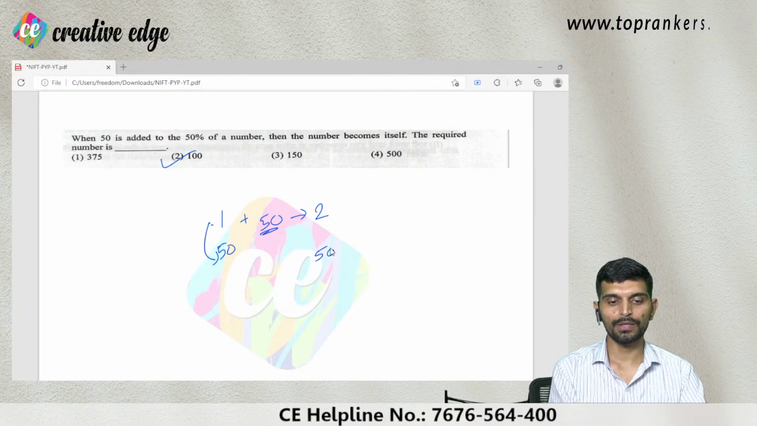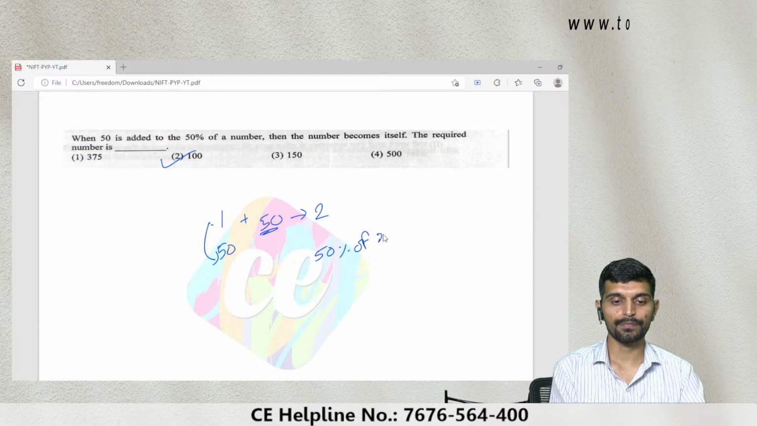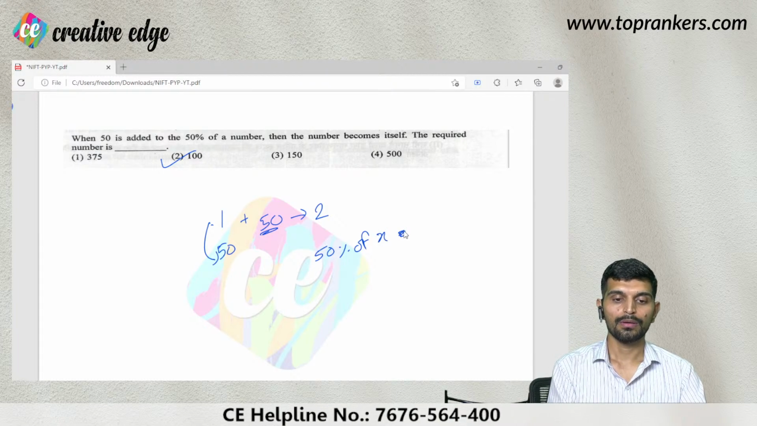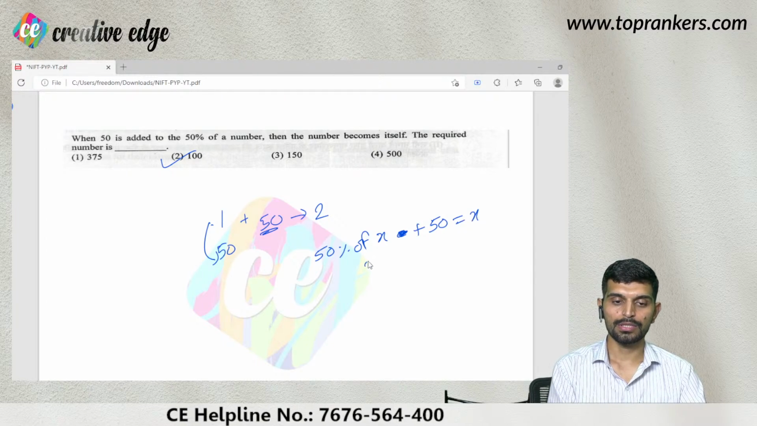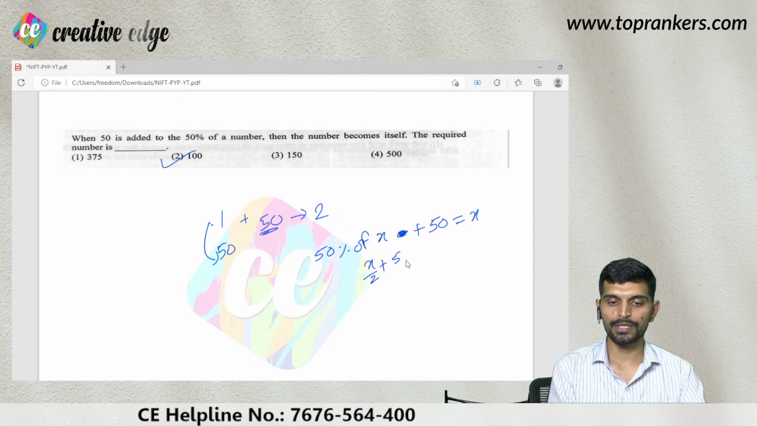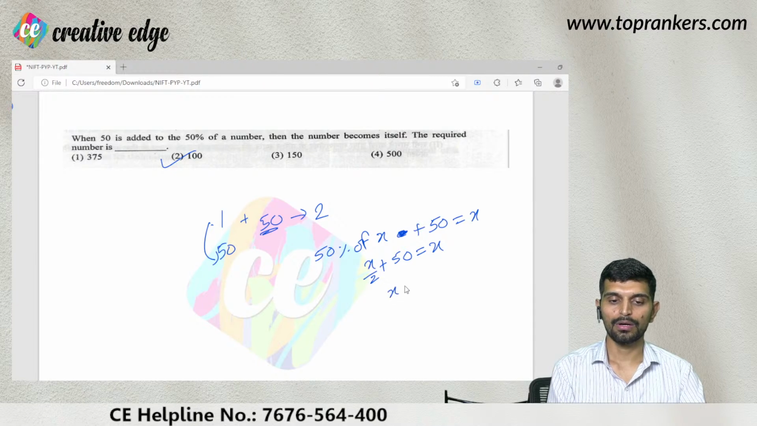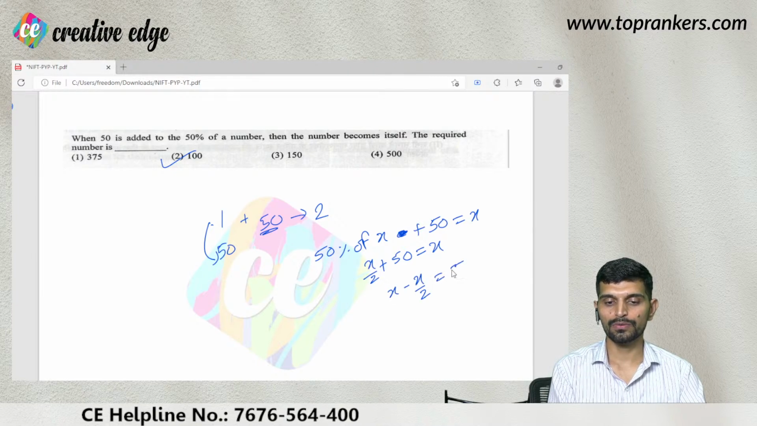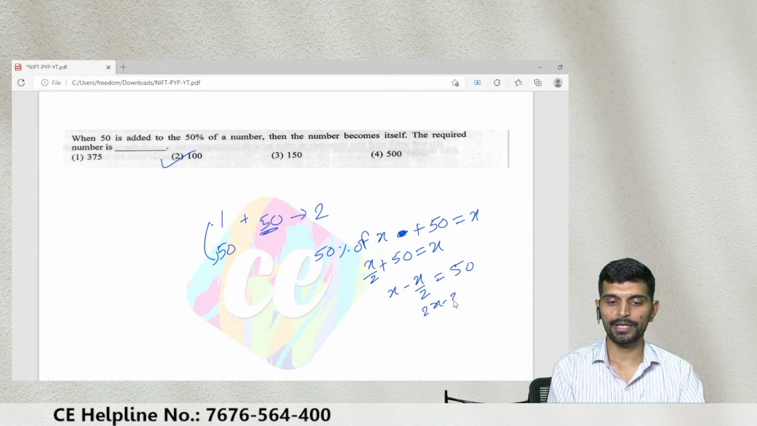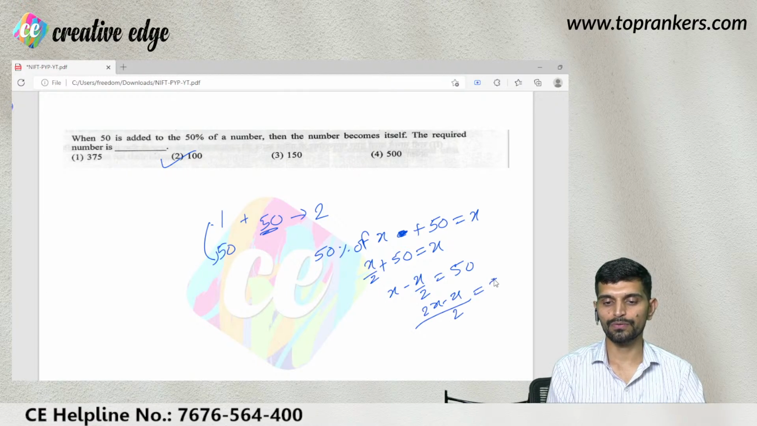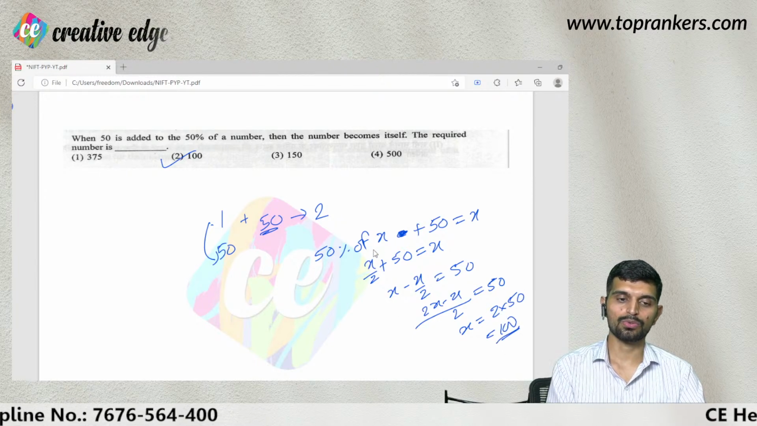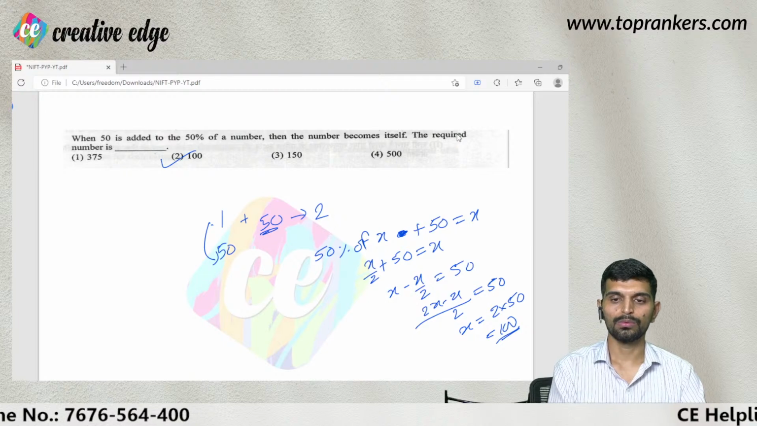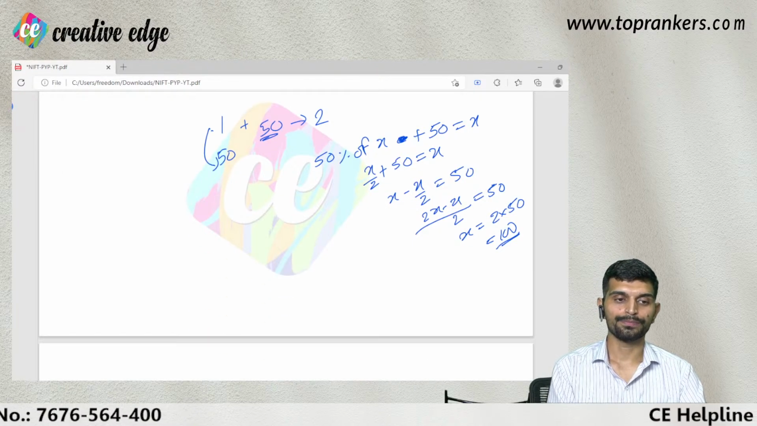Or you can say 50% of x plus 50 is equal to x. So this is x by 2 plus 50 is equal to x, or x minus x by 2 equals 50. So 2x minus x upon 2 equals 50. So x equals 2 into 50. So x equals 100. So this is what I just wanted to let you know.